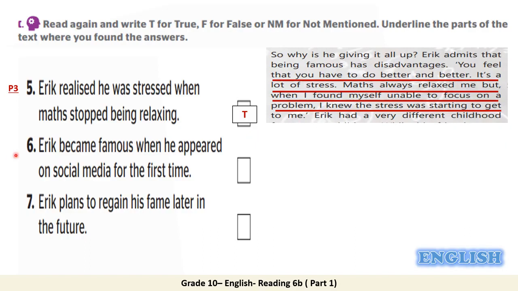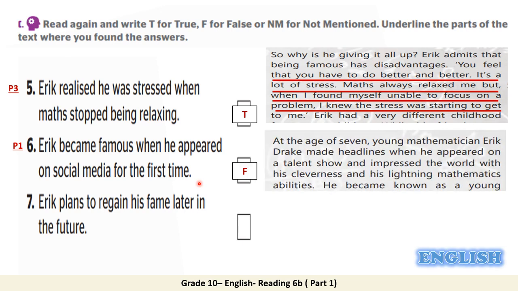Moving on to point number 6. Eric became famous when he appeared on social media for the first time. Pause and try to find your answer in paragraph 1. The answer is, it is false. How come? Let's check it out. At the age of 7, young mathematician Eric Drake made headlines when he appeared on a talent show. Not on the social media, but on a talent show.